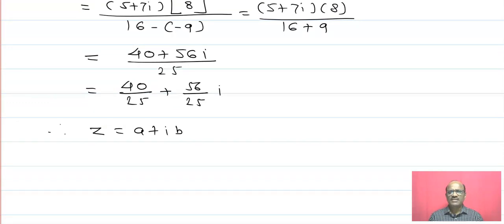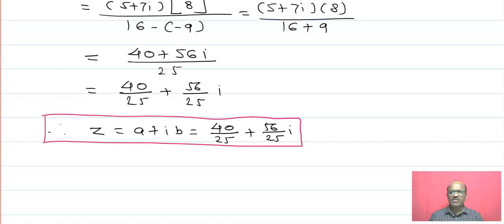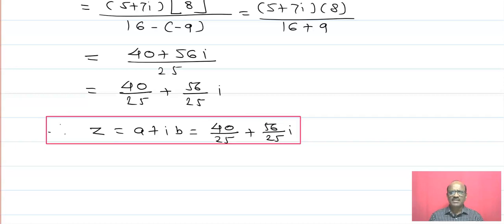Therefore we can divide also. That is 40 upon 25 plus 56 upon 25 i, and this is the answer. In this way we have completed miscellaneous question number 1, that is the multiple choice question, and from the second part, question number 1.